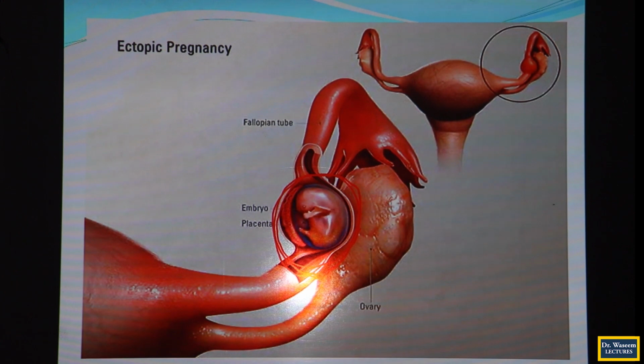Ectopic pregnancy is almost a synonym of tubal pregnancy, because almost in every case it happens in the ampulla, but in some cases it can happen close to the ovary, in the pouch of Douglas, in the infundibulum, or in the peritoneal cavity, the abdominal cavity, etc. But here in this case, in the ampulla, the embryo is implanted. This is called ectopic pregnancy.